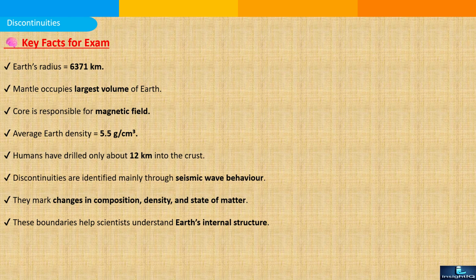Now time to summarize some of the key facts. Earth radius is 6371 km. Mantle occupies the largest volume of Earth, around 83%. Core is responsible for the magnetic field. Average Earth density is 5.5 gram per centimeter cube. Humans have drilled only about 12 kilometer into the crust. If you remember, then mark in the comment box the name of the location where the 12 kilometer drill hole occurred.